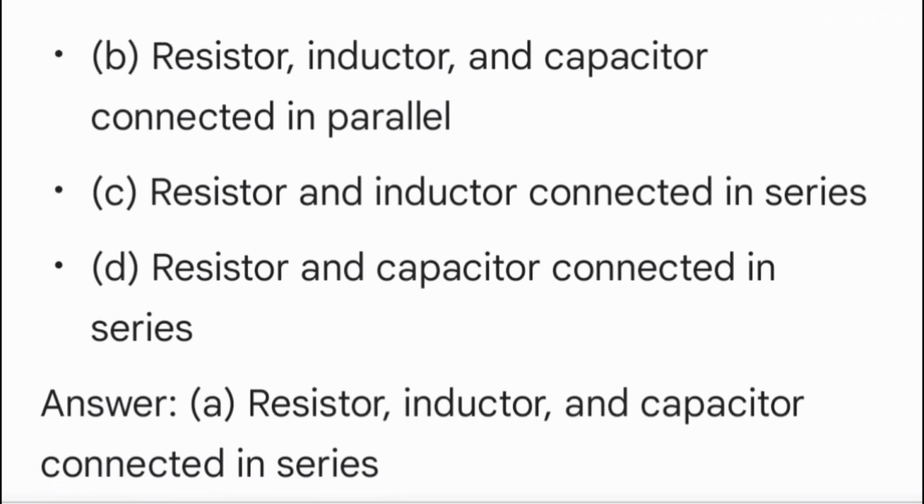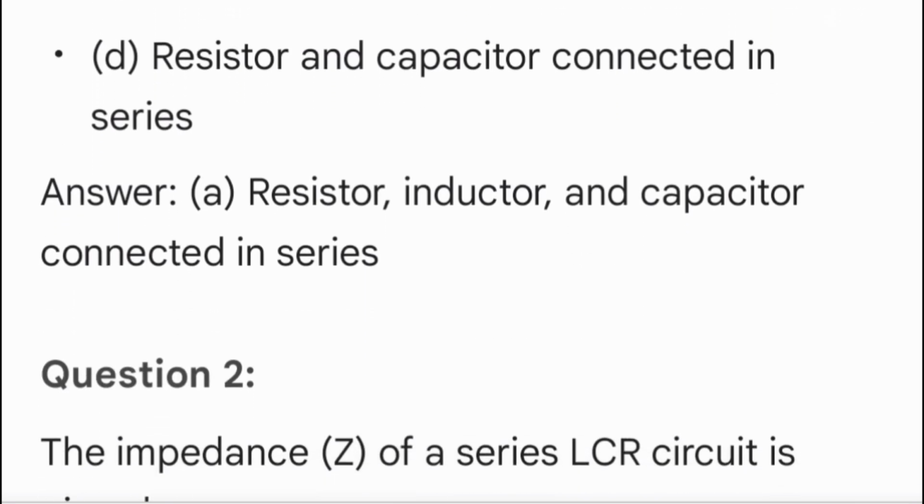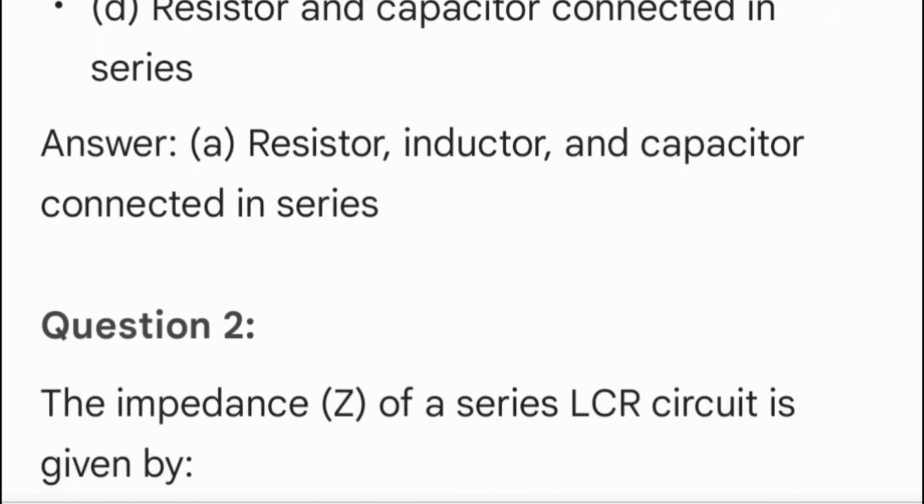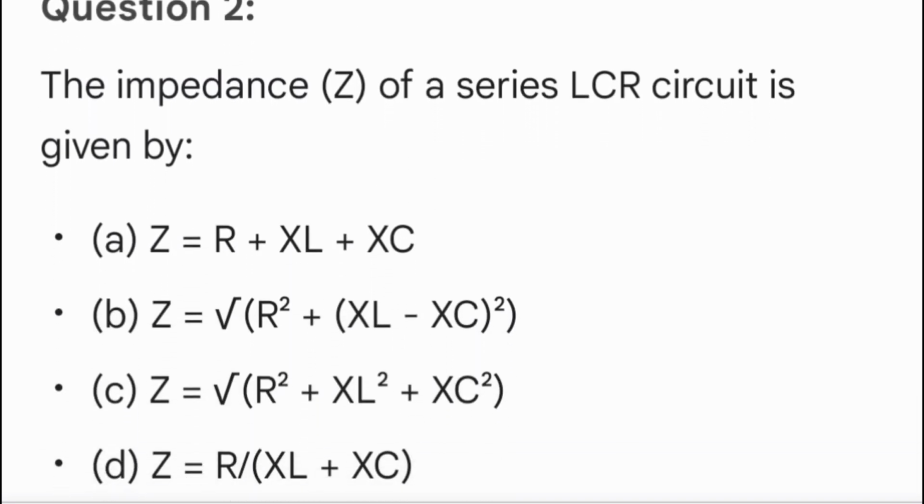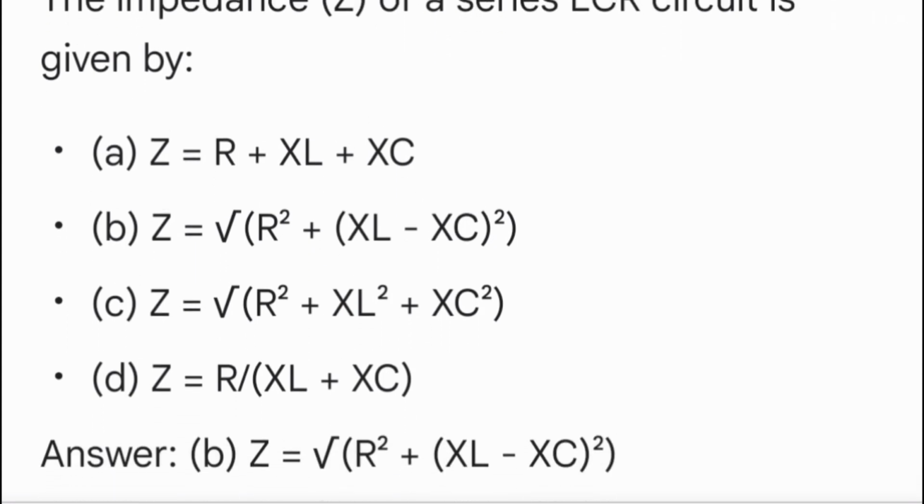Answer: A. Resistor, inductor and capacitor connected in series. Question 2. The impedance Z of a series LCR circuit is given by A. Z equals R plus XL plus XC, B. Z equals square root R squared plus XL minus XC squared, C. Z equals square root R squared plus XL squared plus XC squared, D. Z equals R by XL plus XC. Answer: B. Z equals square root R squared plus XL minus XC squared.